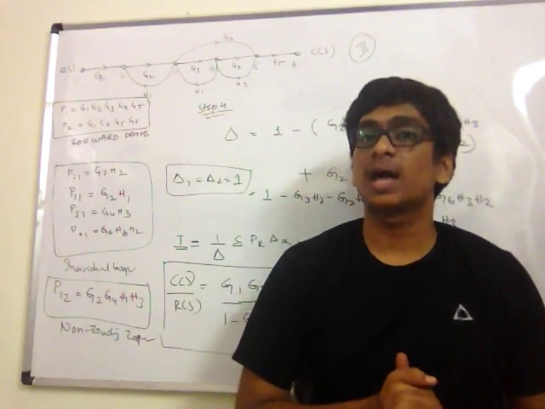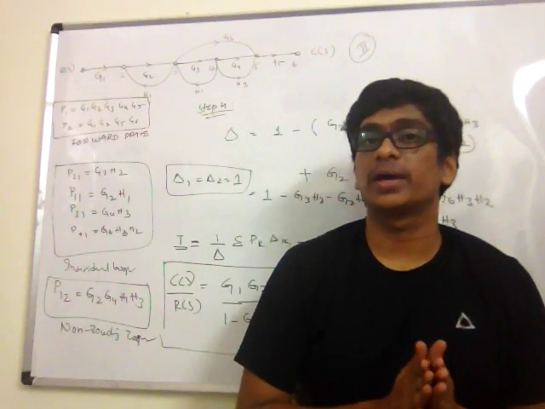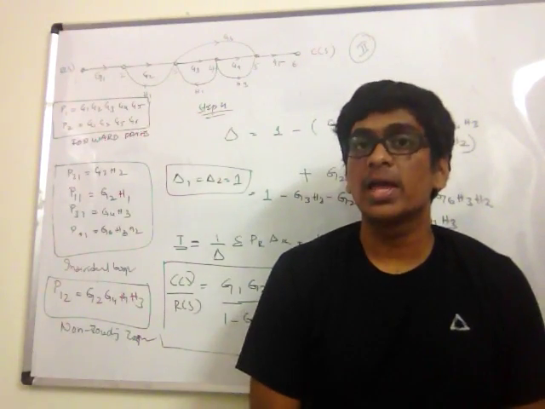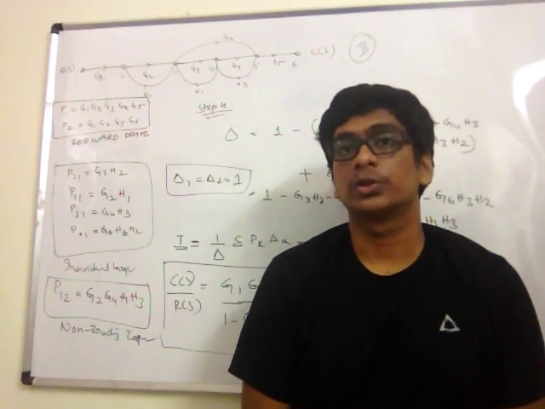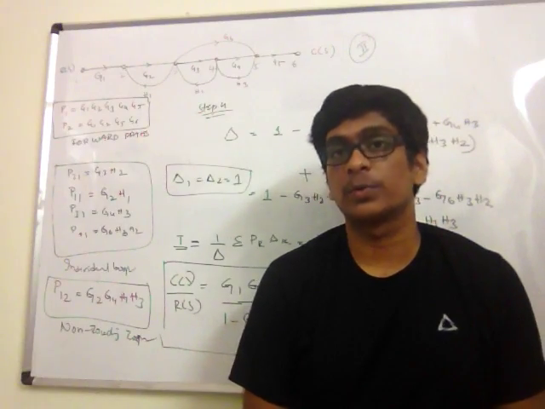So this is how you use Mason's gain formula to find out the transfer function from a signal flow graph. And I hope you found this informative and useful, and if you have an exam tomorrow, all the very, very best.